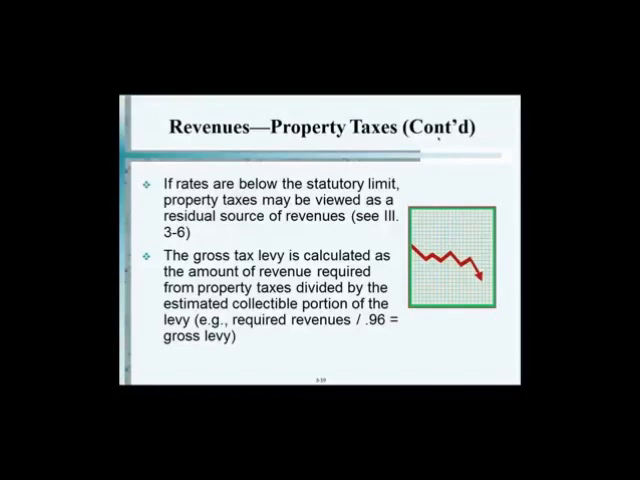So if I need $960,000, how much do I need to raise to get 960? 960,000 divided by 0.96 gives me what? $1 million that now I need to raise so that I can get what? 960,000. That's the concept of gross tax levy. So the gross tax levy is the gross amount that you need to raise so you'd have enough money that you projected as being needed for your budget. Okay. So make a note of that. Know how to calculate the gross tax levy.